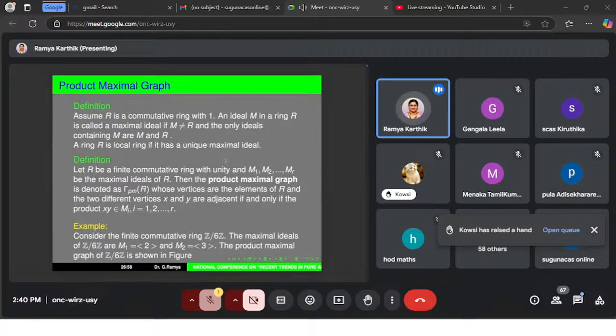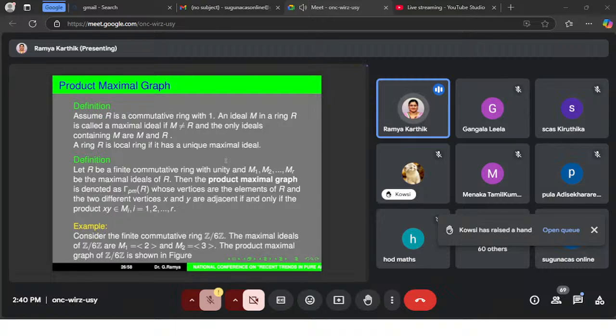Before we define the product maximal graph, it is important to understand a fundamental concept in ring theory. A maximal ideal is a special proper subset of a ring. We need to know what a maximal ideal is, as that is the basic definition needed to draw this product maximal graph. So what is the maximal ideal? There is no bigger ideal between the maximal ideal and the whole ring R.